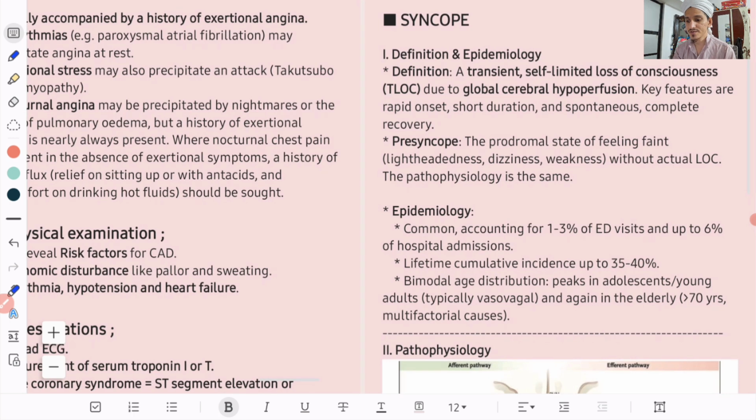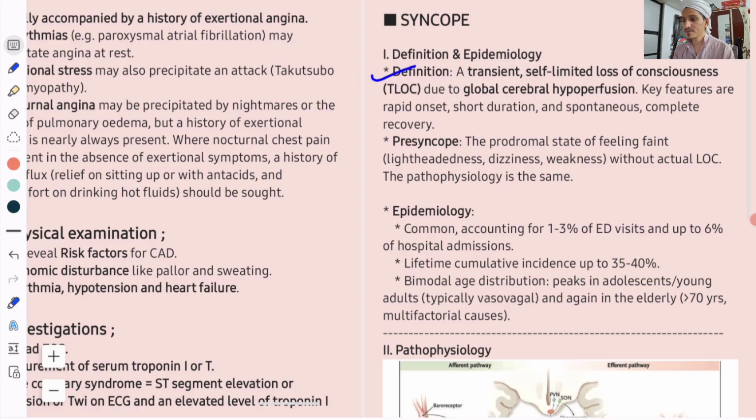First, coming to the definition of syncope. So, what is syncope basically? Transient self-limited loss of consciousness due to global cerebral hypoperfusion. Okay, what are the key features in that? It is rapid onset. Remember that this is transient loss of consciousness and it is self-limited due to hypoperfusion. It is rapid in onset, short duration, spontaneous, and complete recovery is there.